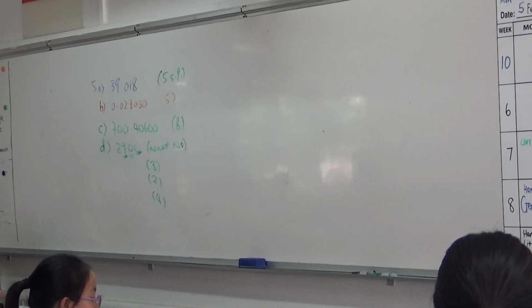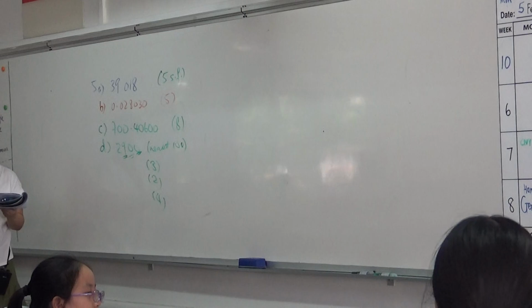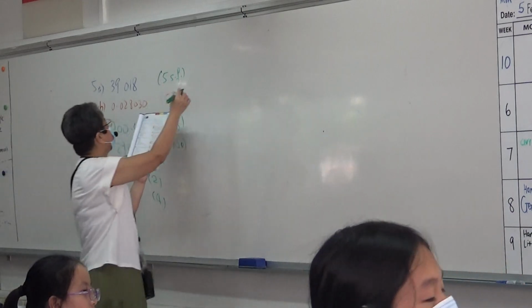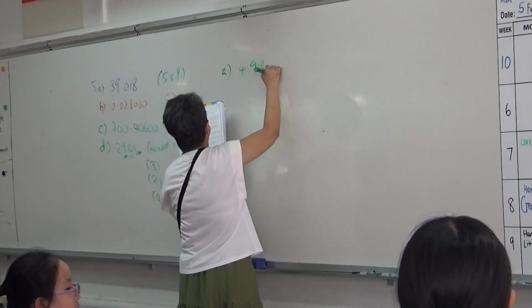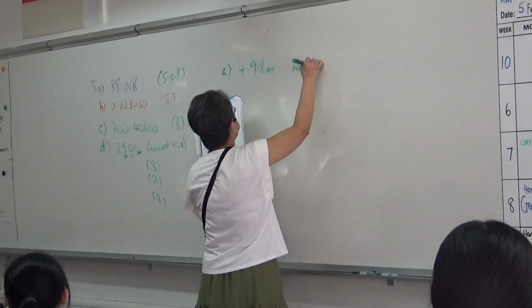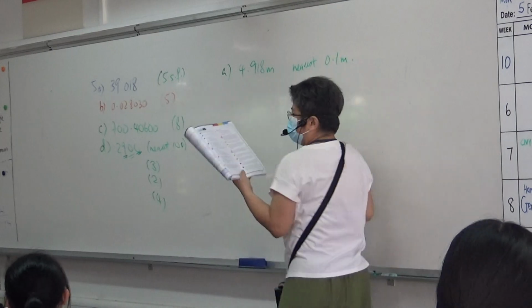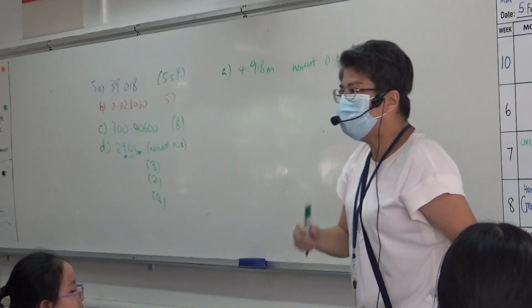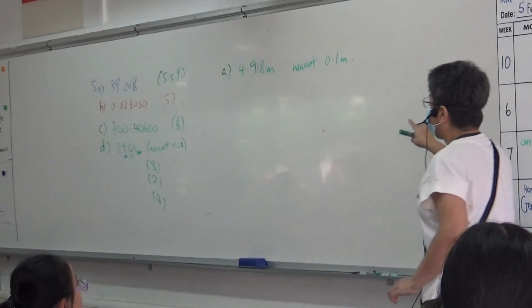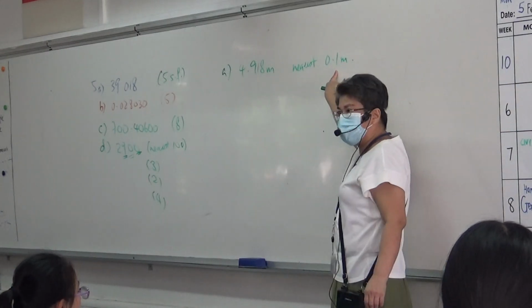Number 8. Now, I want to explain this to you. 4.918 meters to the nearest 0.1 meter. Now look at the board. When we say 0.1 meter, that means to one decimal place.